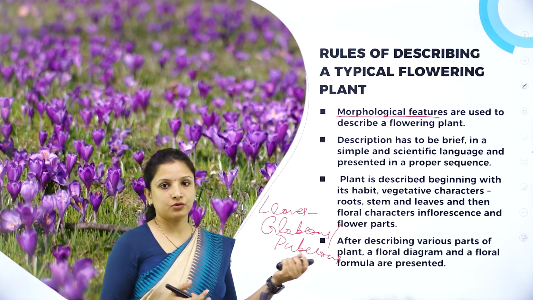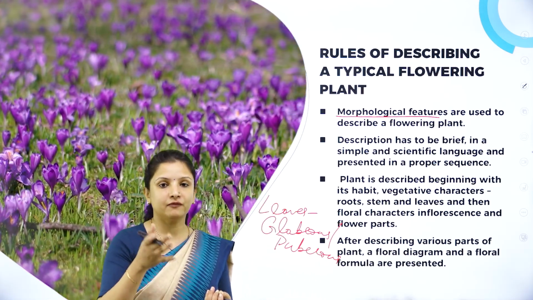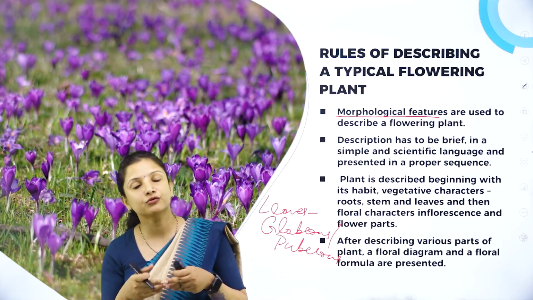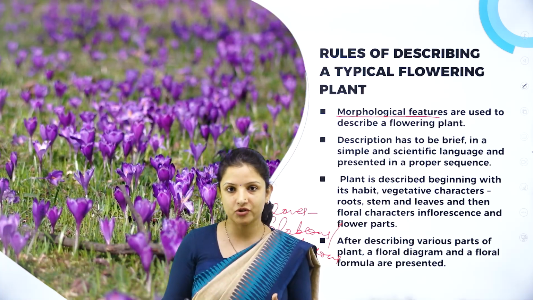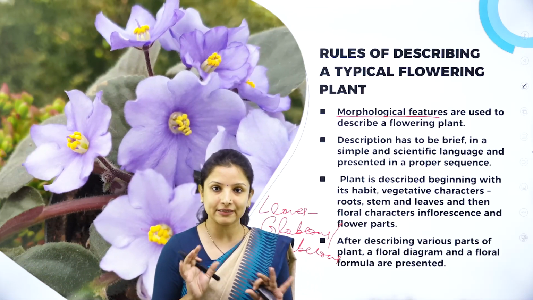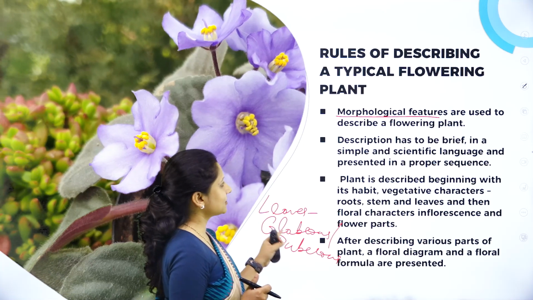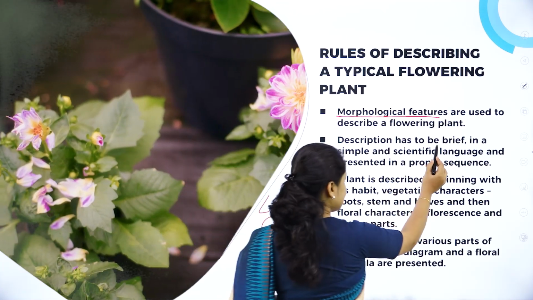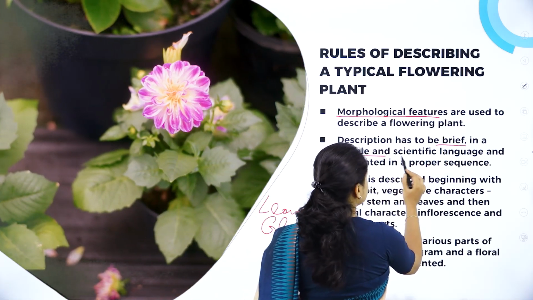Or flower. So can you write, say for example, we cut the flower into two halves. The flower can be cut into two equal halves. We don't write so much, right? Instead we write whether it is actinomorphic or whether it is zygomorphic. Like that we use the terms. So that is how the description has to be very brief and it should be very simple. And we have to use scientific language.